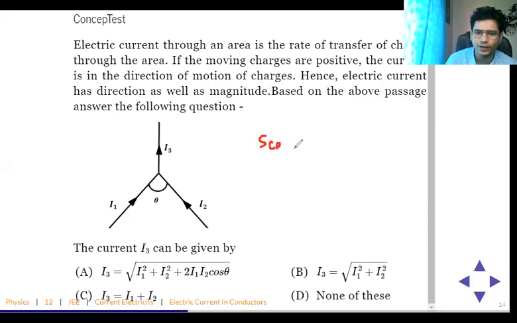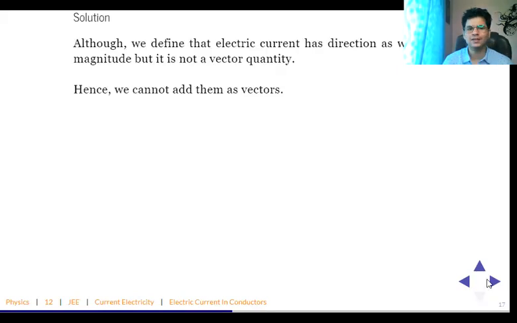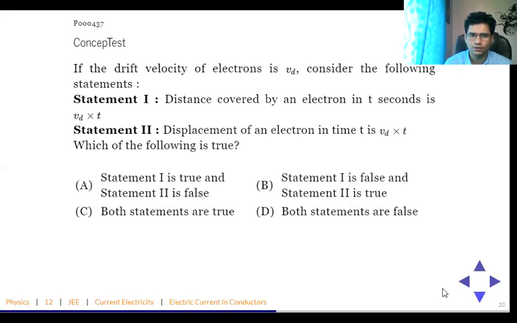Scalar quantities are added algebraically, right? So I1, I2 will become I3. Just add, simple, without using any vector. Why use vector? Right? Theek hai? Yes, arrow bana ke mistake kar rahe hain, theek hai? Chalo, the answer is C, simple, right? Because it is a scalar quantity, so we cannot add them as vectors. Clear hai? Chalo, so let's see the next concept test.